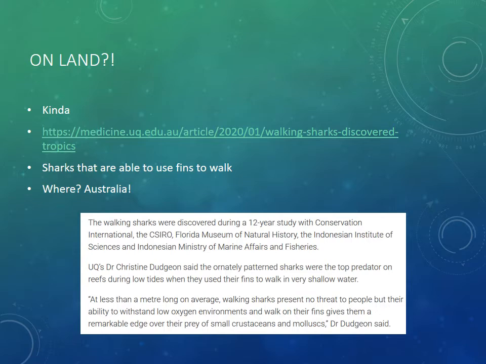But they can withstand low oxygen environments, which is pretty impressive. And so they can actually feed on these sorts of items when there's maybe not a lot of other predators around. So able to seize an opportunity. There'll be a video of these things doing their thing in the playlist for the week.